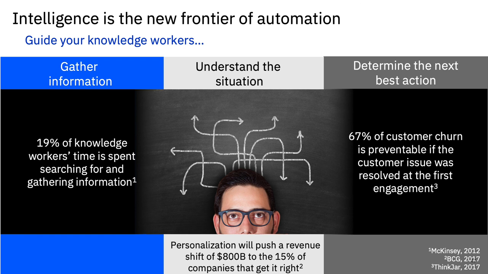Intelligence is a new frontier of automation, and we all need to help our knowledge workers gather information quicker, understand the situation in order to personalize interactions, and determine the next best action in order to drive business.